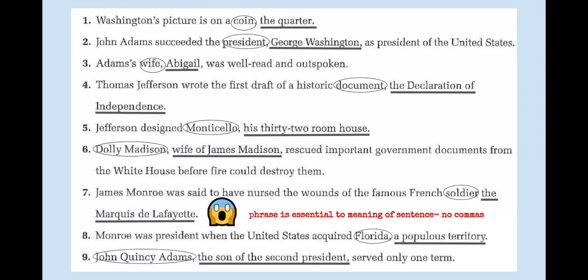So make sure before we move on to the next slide that you have all of this correct information on your own paper.